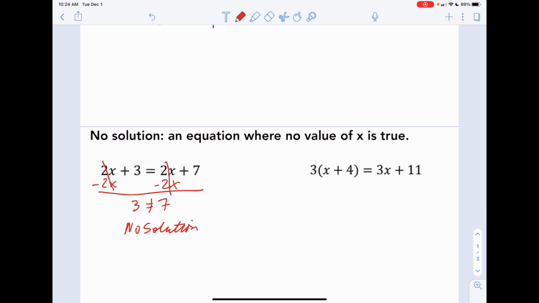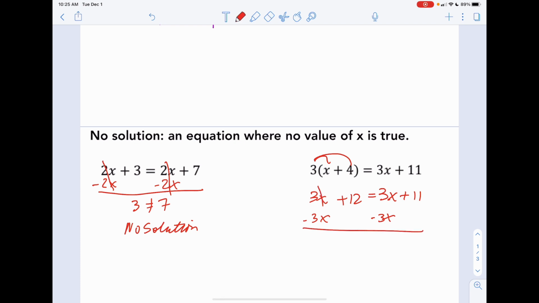Look at the equation on the right. First, we have to combine. So 3 times x, 3x. 3 times 4, 12. So we now have an equation that says 3x plus 12 equals 3x plus 11. And already we can start to see that 3x appears on both sides, but 12 is not equal to 11. So there's no way these could be equal to each other, and we could verify that by subtracting 3x on both sides, to consolidate our terms. That gives us 12 equals 11, which we know is not true. So again, there is no solution.